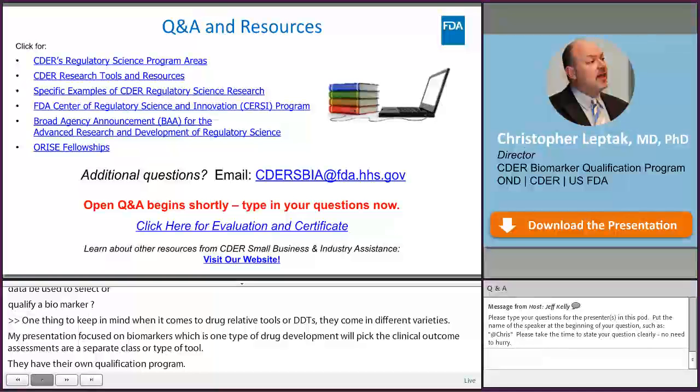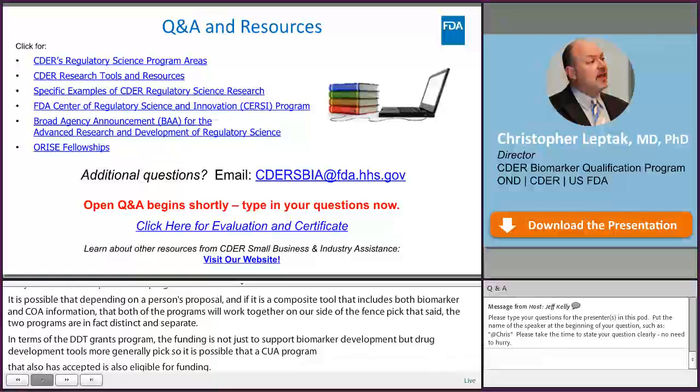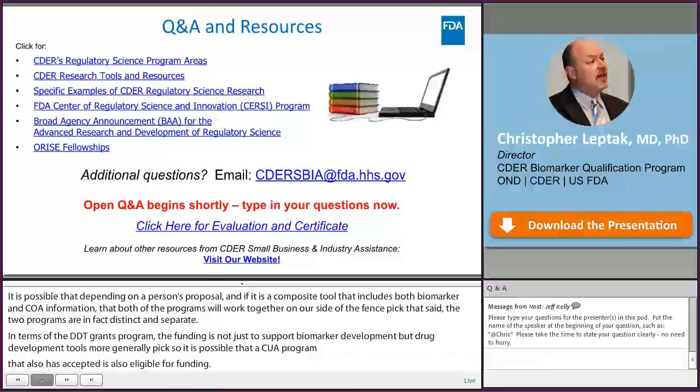In terms of the DDT grants program, the funding is not just to support biomarker development, but it's drug development tools more generally. And so it is possible that a COA program that also has an accepted LOI is also eligible for funding. And I would just encourage you to just Google DDT FDA, and you'll certainly get hits that will bring you to web pages both for my program and for the COA program.